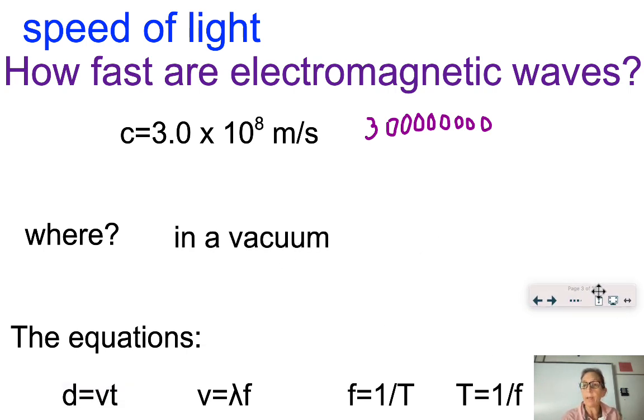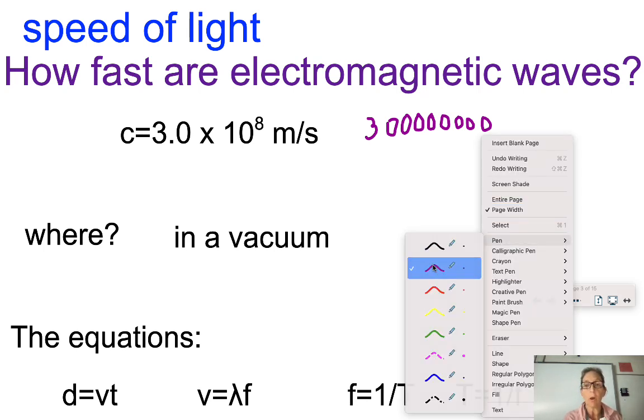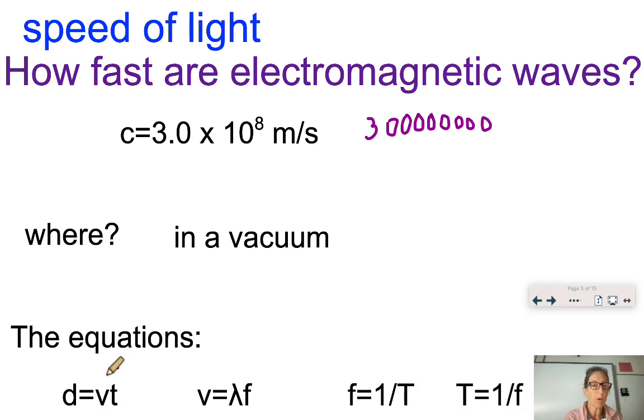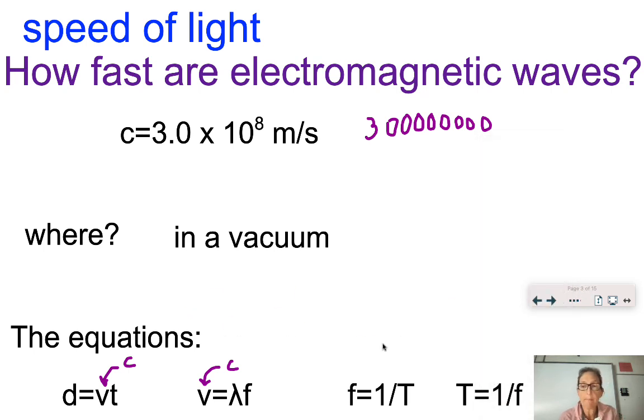We learned a bunch of equations for describing the motion of our waves. Distance equals speed times time. Speed equals wavelength times frequency. Frequency equals 1 over period. Period equals 1 over frequency. They're all still good equations. Only now what I'll put in for my speed will be that number 3 times 10 to the 8th if I'm working with light waves or any kind of electromagnetic wave. No difference. So let's see maybe how does this work in an actual problem.